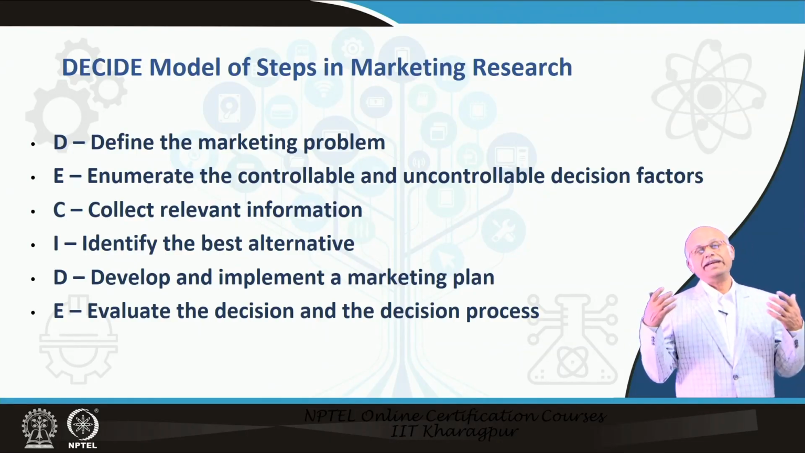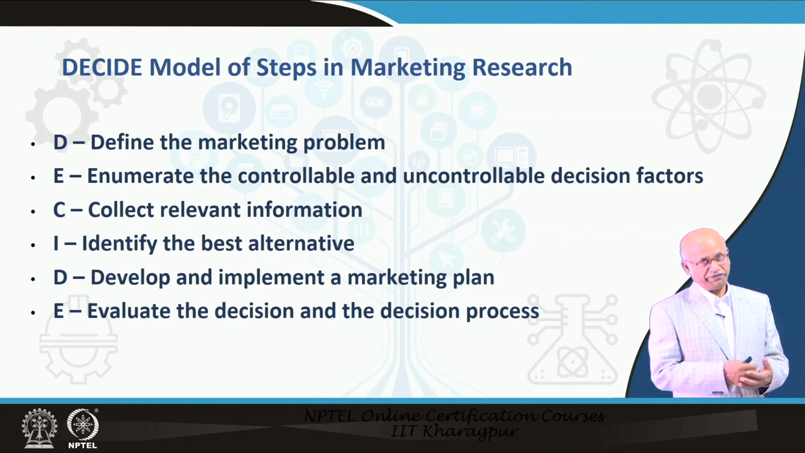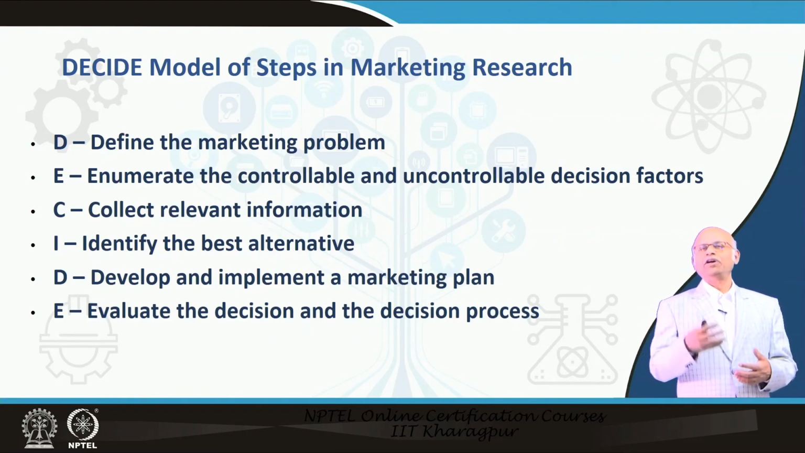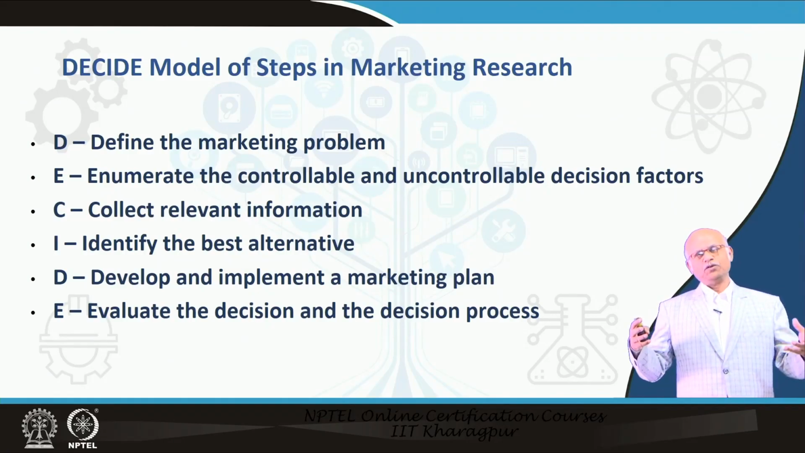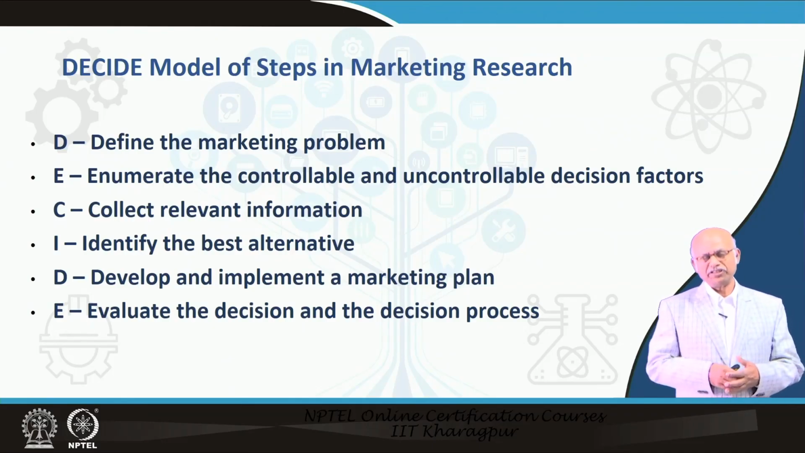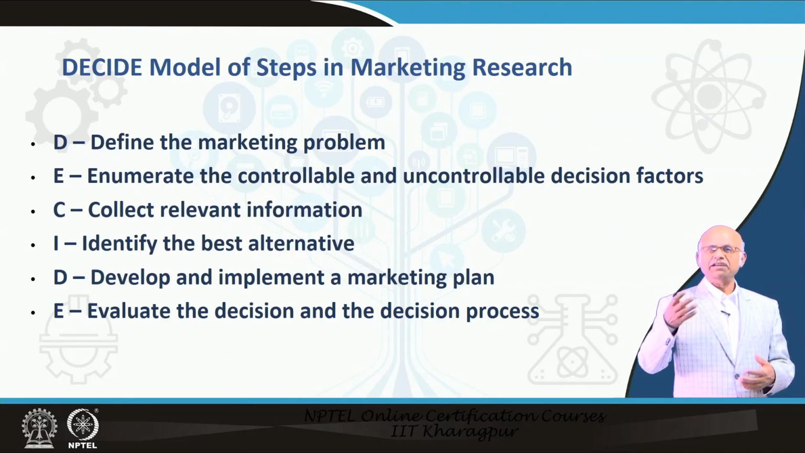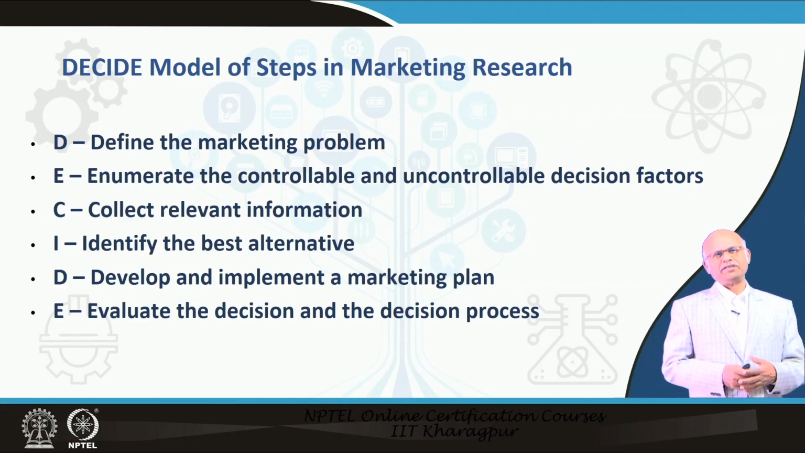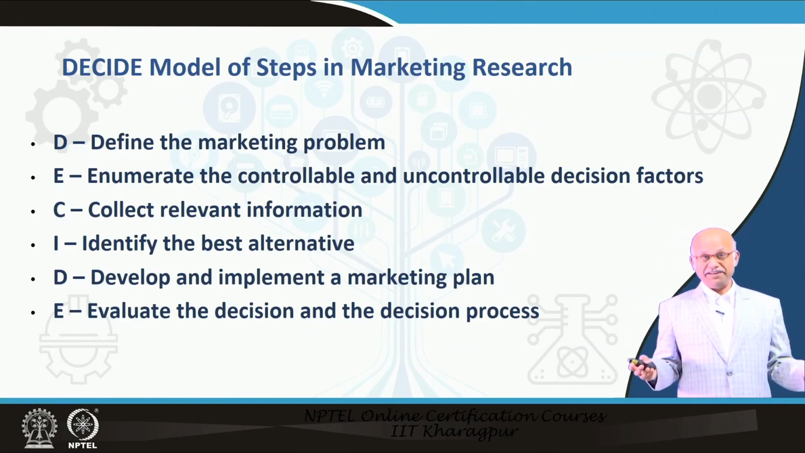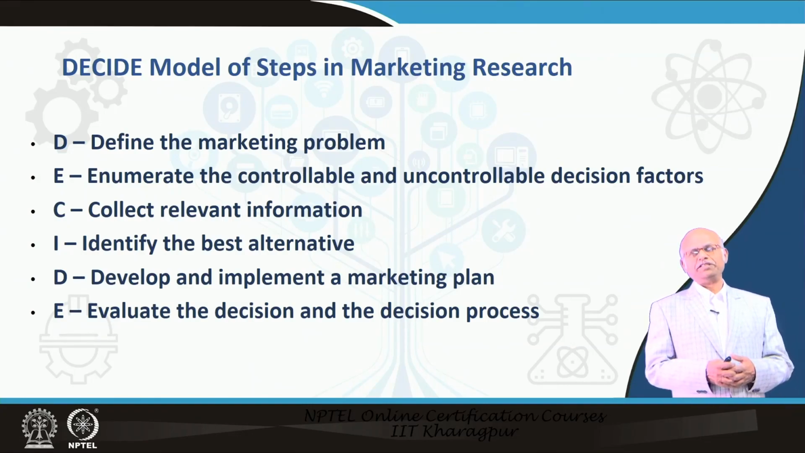But then you can gather data on uncontrollable factors as well and estimate what is the likelihood of the next season being overly hot or moderately hot. And then based on that, you can plan your production, you can plan your offerings, discount, promotion, etc. C for collect relevant information. I for identify the best alternative.